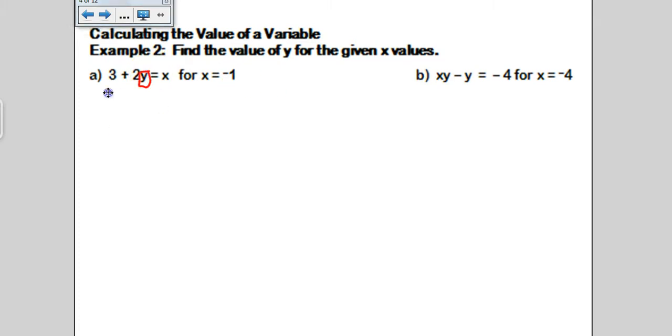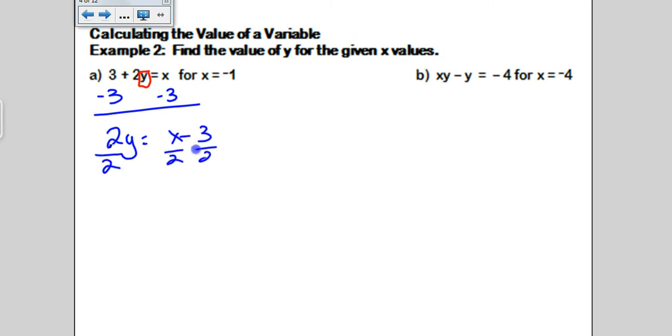So first thing I'm going to do is subtract the 3 over. And when I do that, I get 2y equals x minus 3. And then divide both sides by 2. And again, I'm going to divide everybody individually by a 2. It's not horribly important that you write it in this way, but I do like it for future problems.